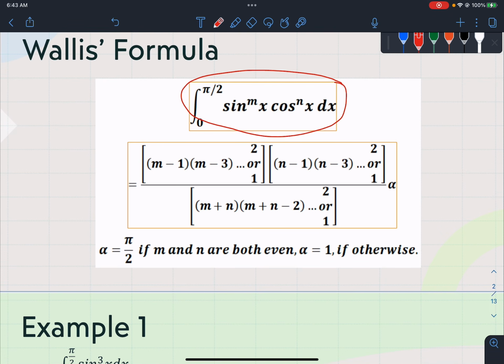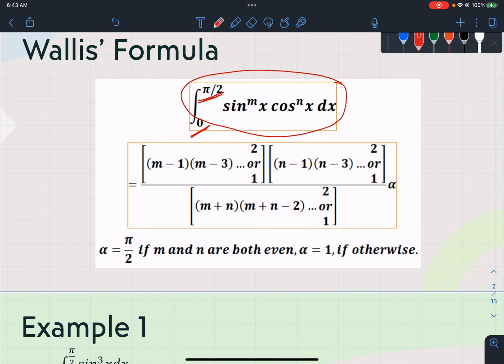At the same time, the lower limit should be 0 and the upper limit should be pi over 2. There are certain instances where the given integrand is not the same as this format. However, we can transform it to be in this form. In our succeeding examples, we'll be able to do that.